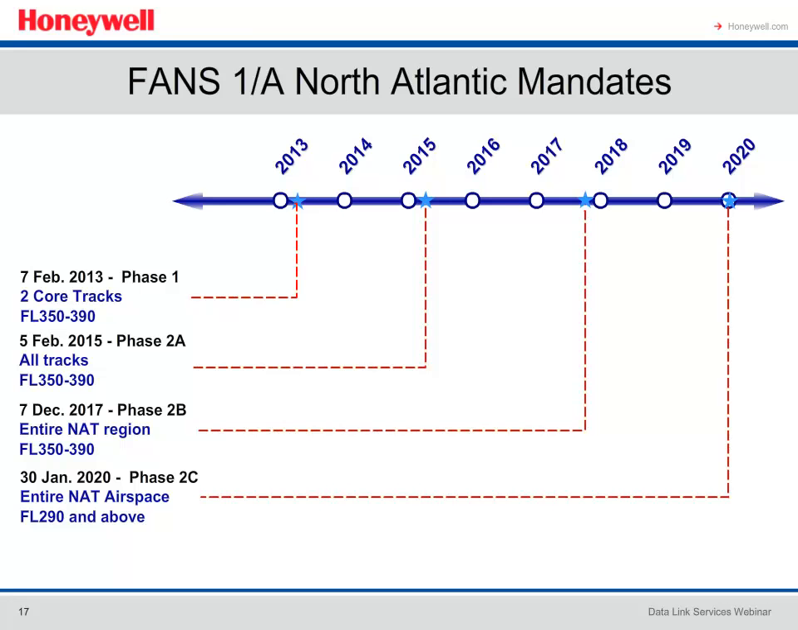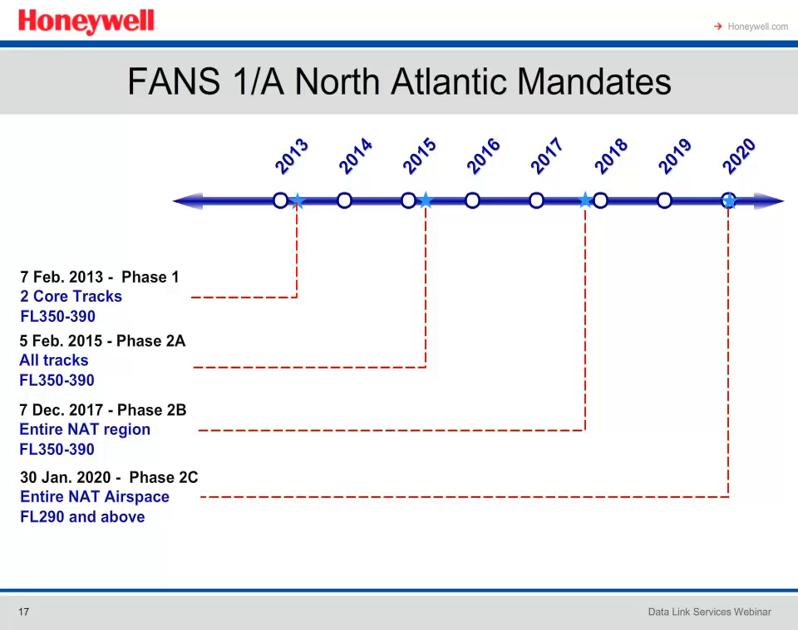There are two data link mandates that operators should be aware of. One impacts the North Atlantic and the other impacts Europe. We'll start by looking at the North Atlantic mandate, which requires aircraft to be equipped with FANS CPDLC that includes ADS-C capability.